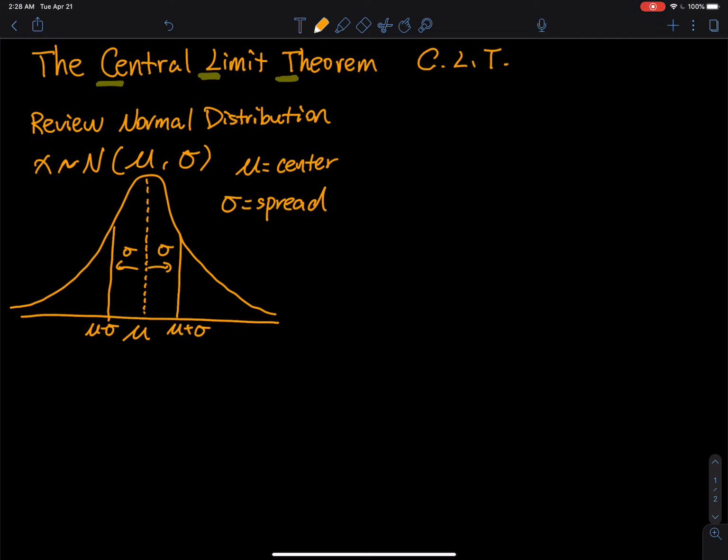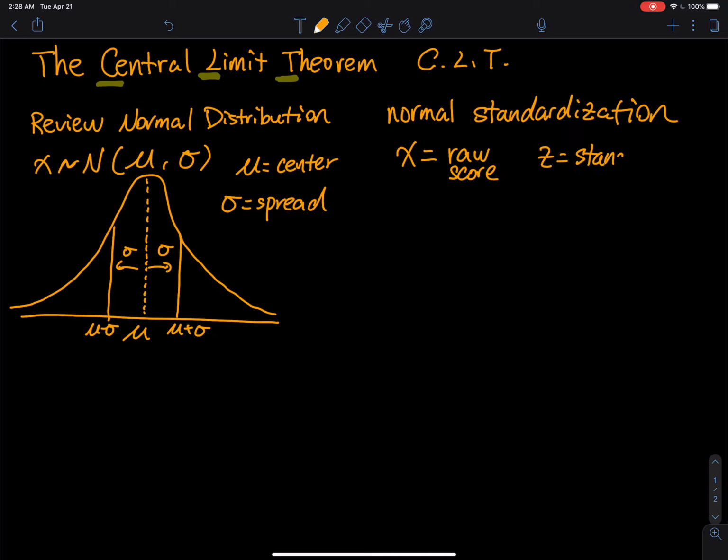Now, how do you standardize? Remember this normal standardization. To standardize x, I am going to call this a raw score, and then z, I am going to call that a standardized score. To standardize, I must know what the mu is and what the sigma is, and they are called parameters. So how do we standardize? What is normal standardization? Maybe the words are too big for you.